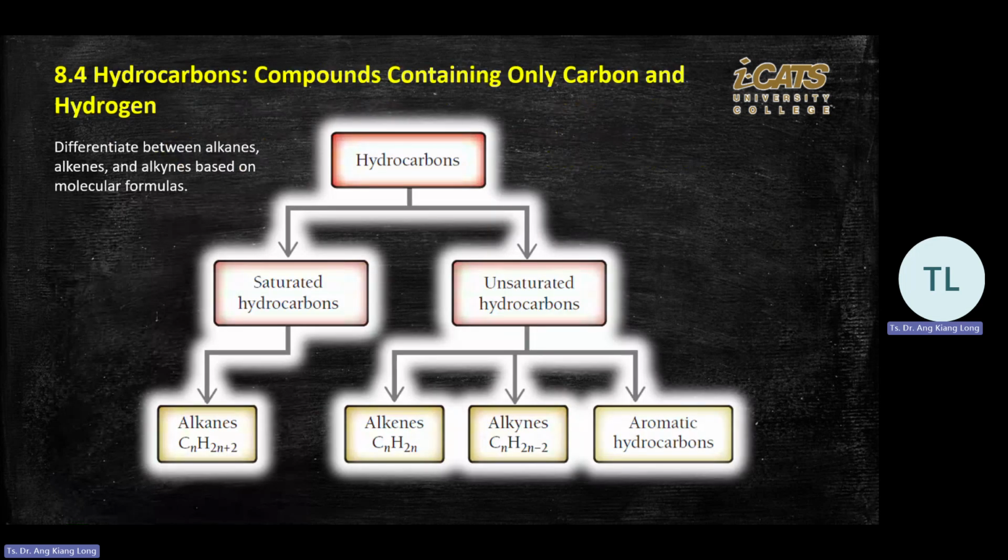Okay. This is a very important diagram, which summarizes chapter 7. So we start with hydrocarbon. We start with C and H. The combination of carbon and hydrogen will give you different families of hydrocarbon. So hydrocarbon, you will break into saturated and unsaturated.